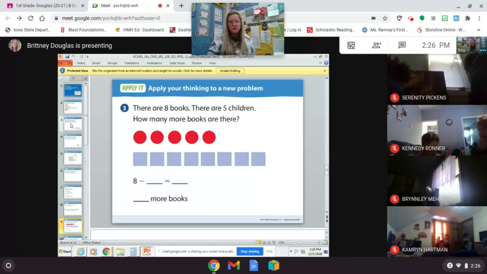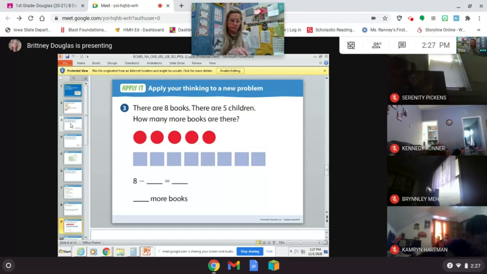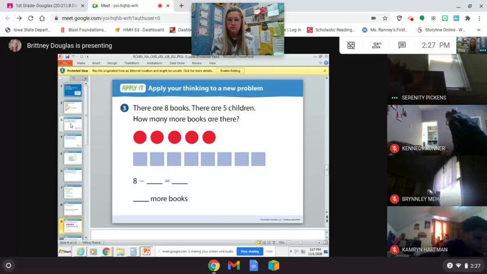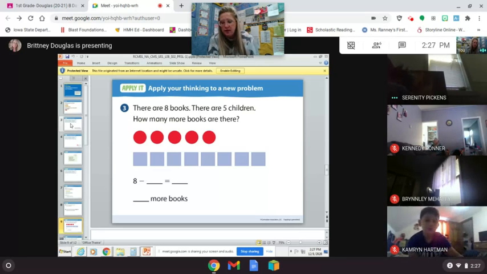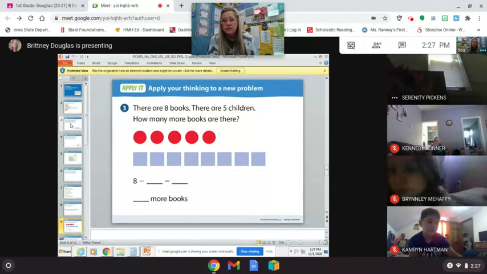So partner those up and you're going to fill in the subtraction sentence because now you're making it a subtraction sentence out of the word problem. So Serenity, if 8 is the big number, how many are we taking away? 8 minus what? Say it again. 3. Nope. What number are we taking away? We have 8 books and 5 children. So 8 is our big number and we have to take away that small number. What's the other number in the problem, babe?